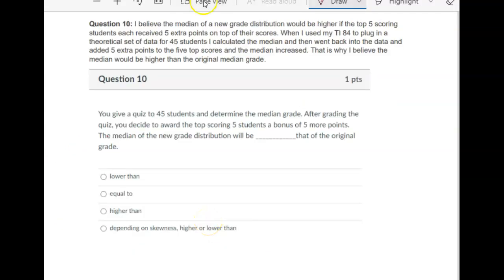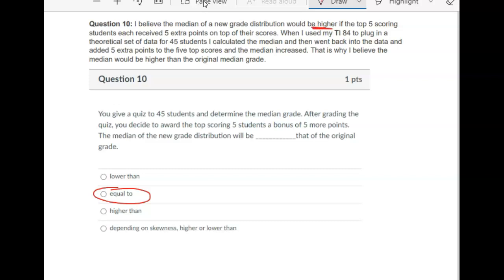Your next question is for number 10. You give a quiz to 45 students and determine the median grade. After grading the quiz, you decide to award the top 5 scoring students a bonus of 5 more points. The median of the new grade distribution will be equal. So that's the correct answer. You said that you believe it will be higher if the top 5 students receive 5 extra points.